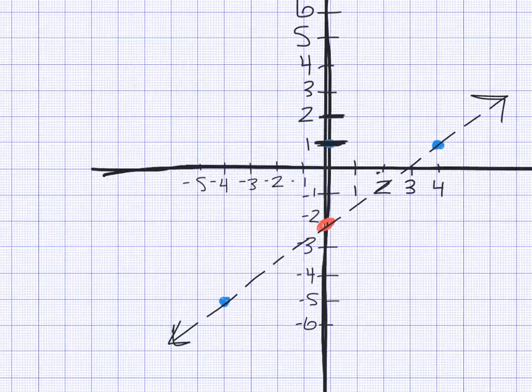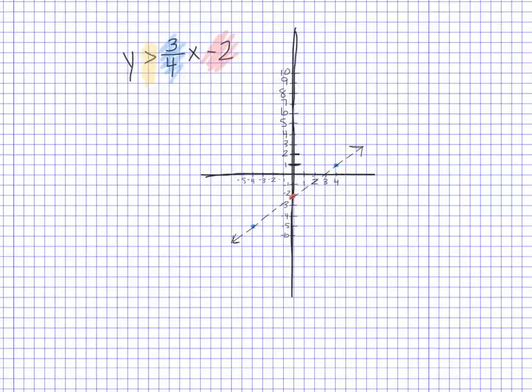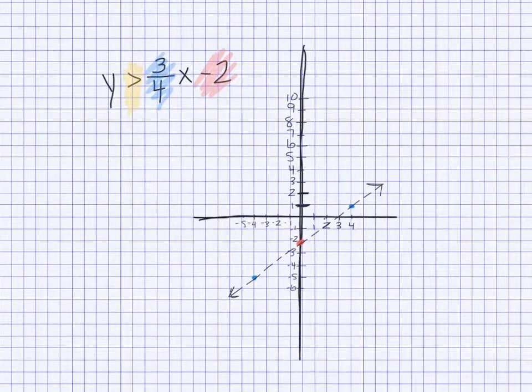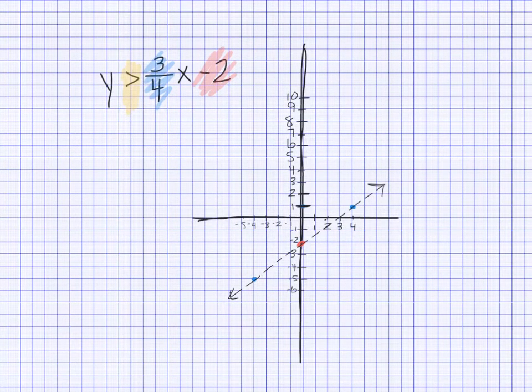All right, let me zoom back out. So now we need to decide which side of this to shade. When in doubt, always test the point 0, 0. It's always the easiest because zeros are easy to work with. But if 0, 0 is on your line, then you'll have to pick a different point. But for none of your problems today will you run into that problem.